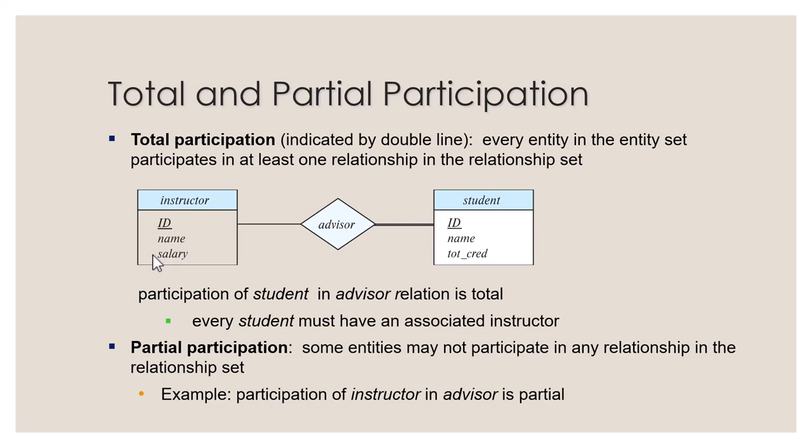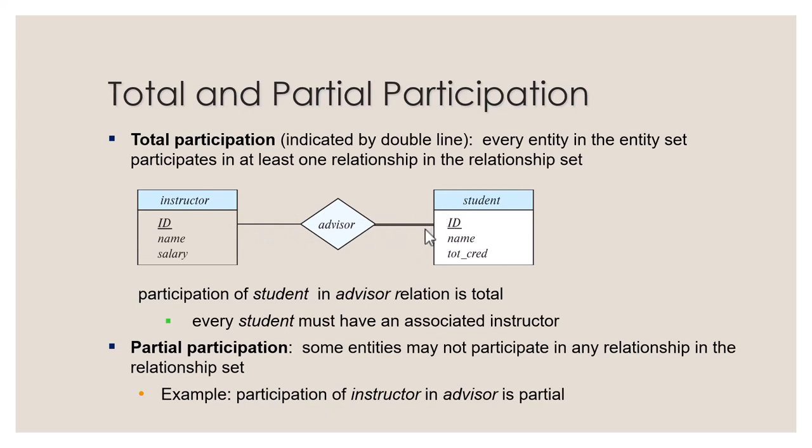Okay, the next one we're going to talk about is total or partial participation. We talked about this example before where we have the instructor table and the student, and this instructor is the advisor of a particular student. I know it's kind of hard to see here, but this is a single line, and here is a double line going into the student.